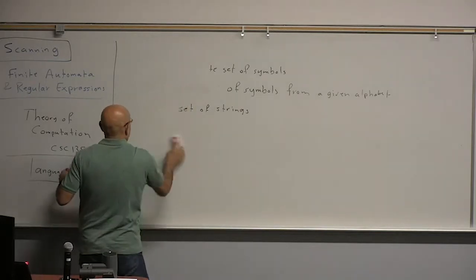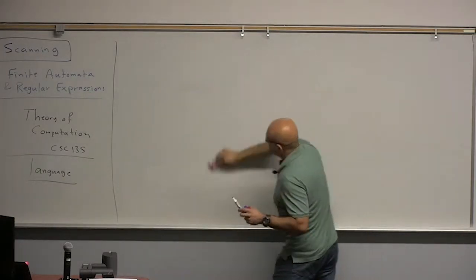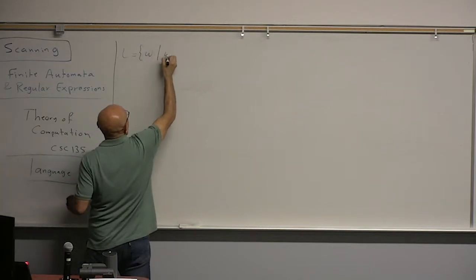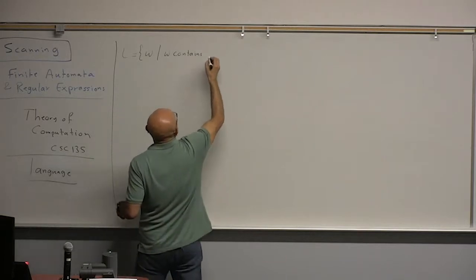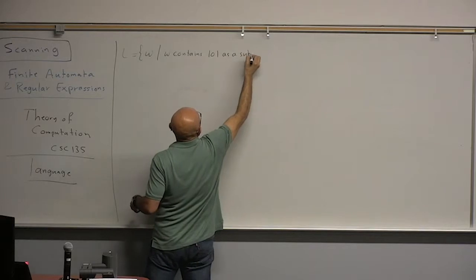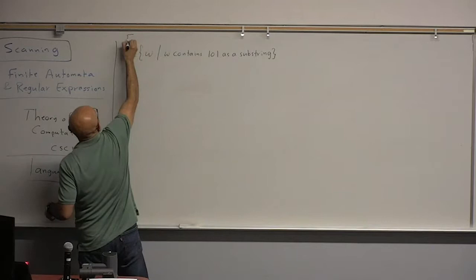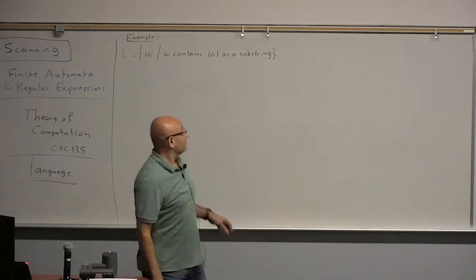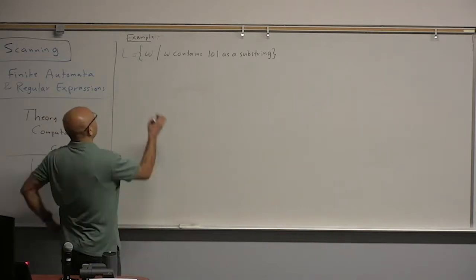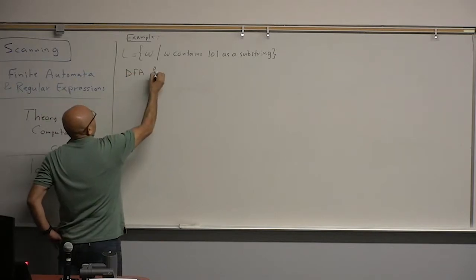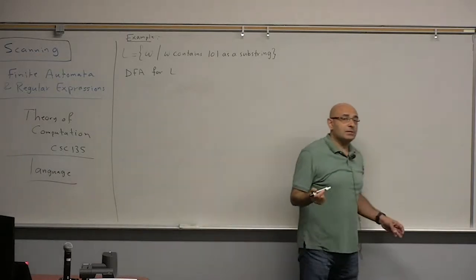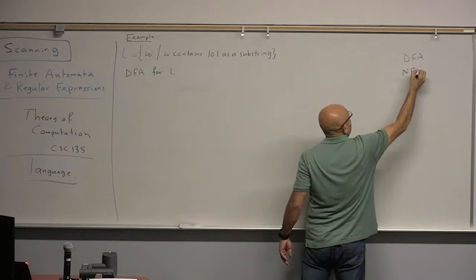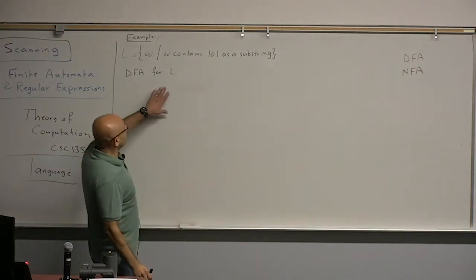So let's take an example of a regular language that can be recognized by a finite automaton. The language L consists of the set of strings W such that W contains 101 as a substring. Now we can build a finite automaton, or we can write a regular expression for this. Let's first do a DFA for L. What is a DFA? Deterministic finite automaton. We have DFA, deterministic finite automaton, and NFA, non-deterministic finite automaton. So let's do a deterministic finite automaton.